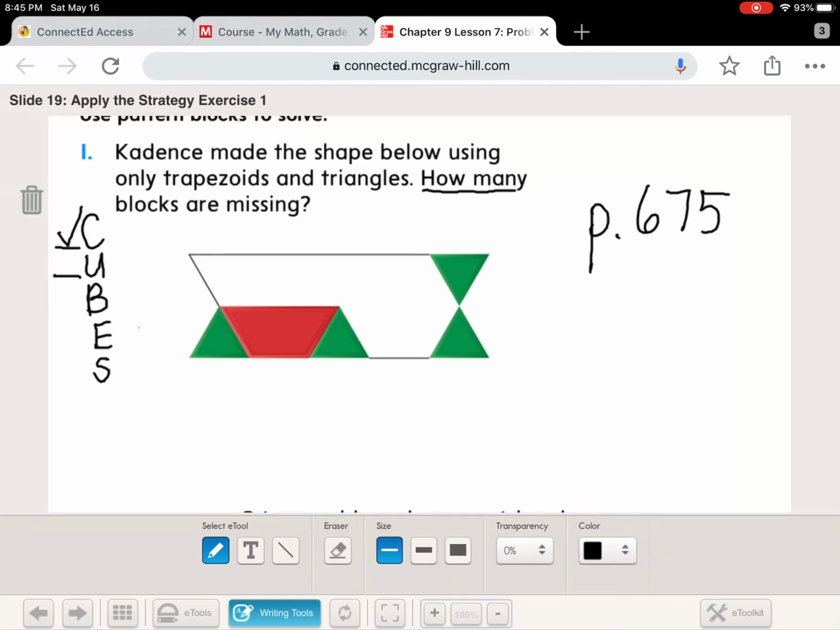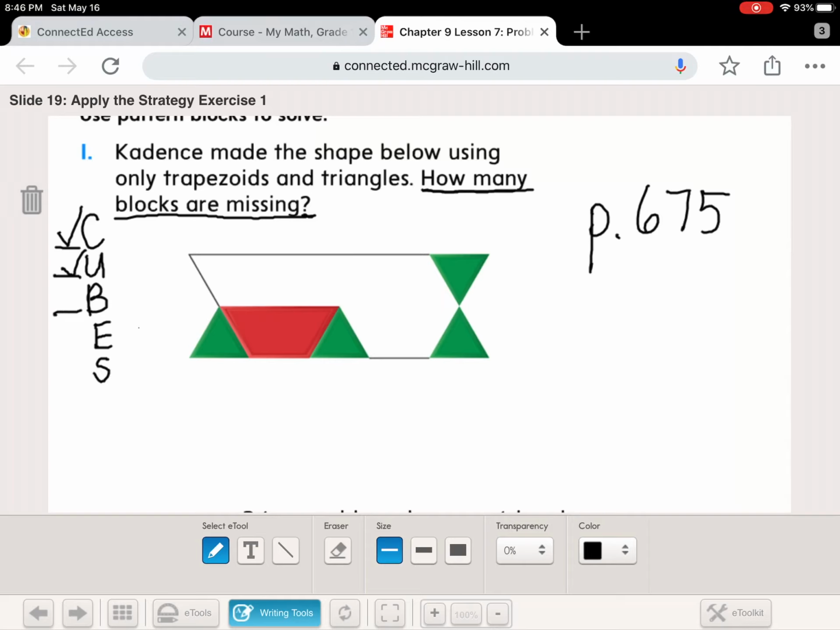Next, let's underline the question. We already started talking about the question. It starts with the words how many, just like a lot of questions in math start with how many. And it ends with the question mark. That's how we know it's the question. So underline how many blocks are missing. They want to know how many blocks are missing from this picture. So check that off.